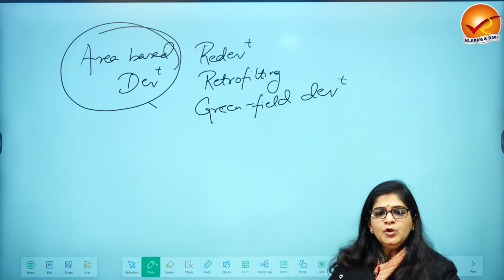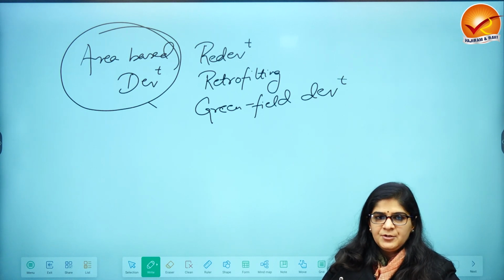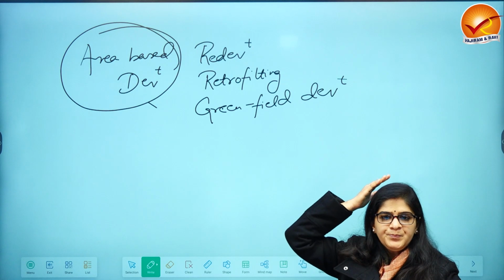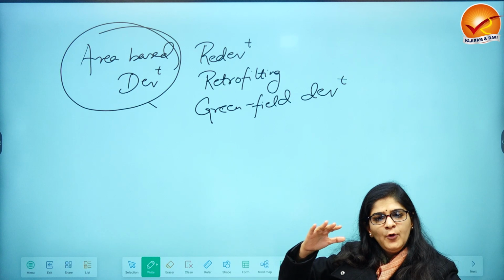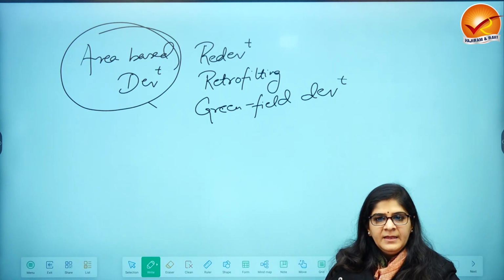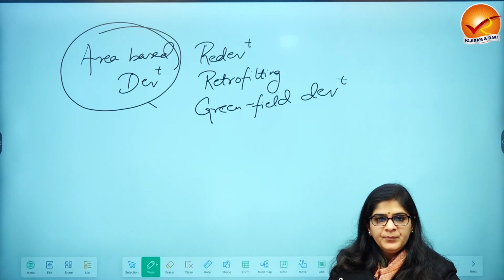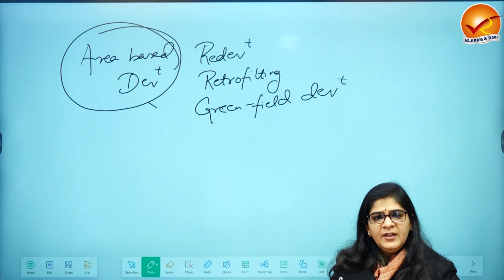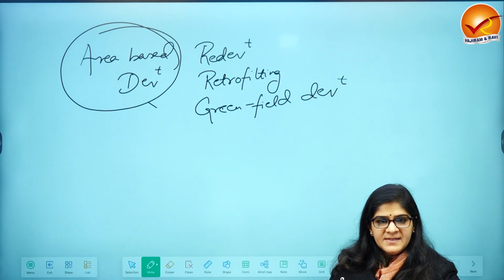Under redevelopment, what do they do? They raze down existing structures and do new construction. And redevelopment is being done in Kidwai Nagar of Delhi. Tod do, bana hua, and then go for new construction. Retrofitting, bache, they upgrade the existing infra. That's retrofitting. And greenfield is the one which they do on a vacant plot. That's greenfield. That's area-based development.